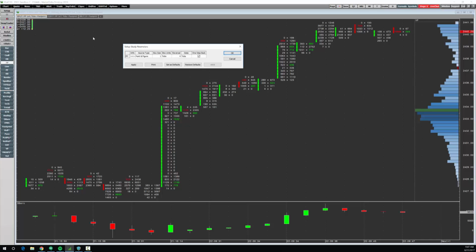The source is the time frame of the chart, or the interval. So I have it set to a point and figure. If I chose bar, that would be a time-based bar. But I'm going to leave it on what I have. I just want to point that out.